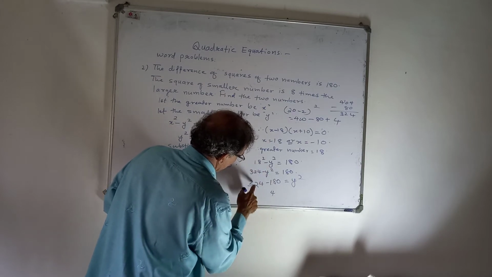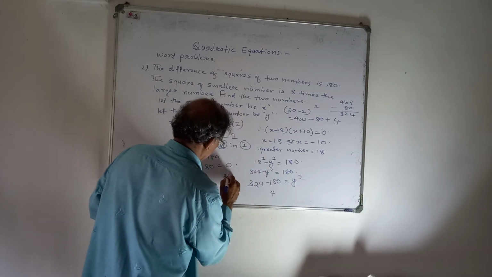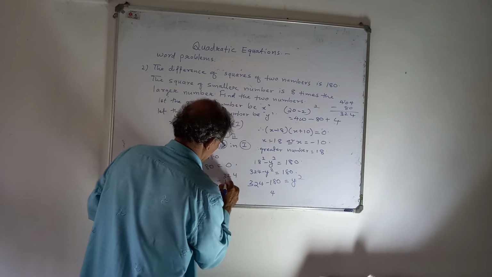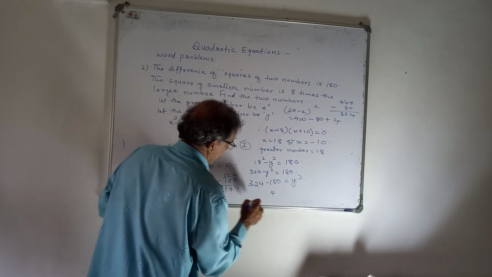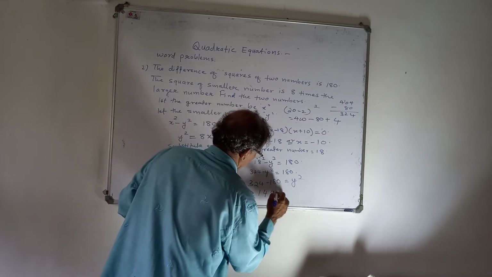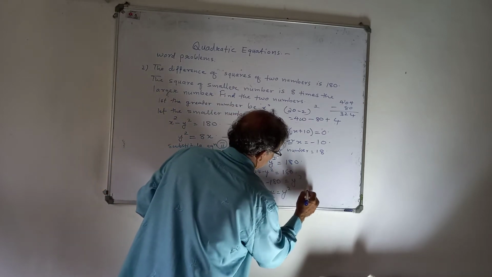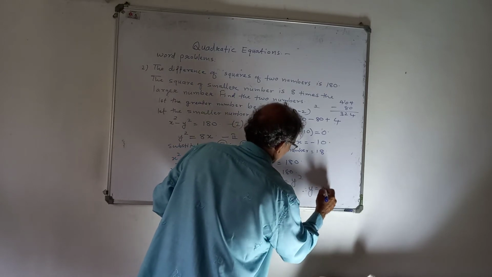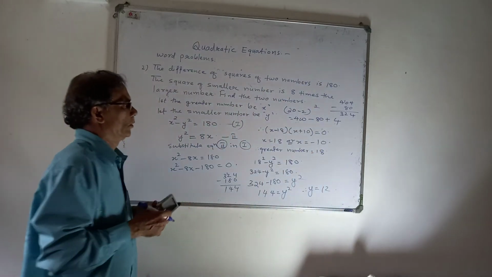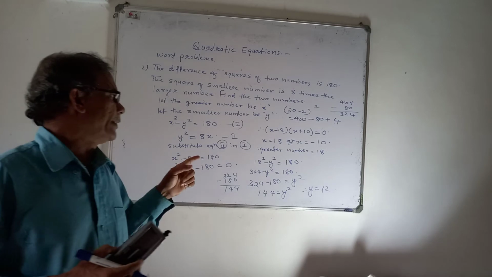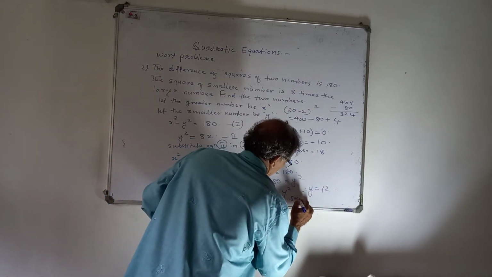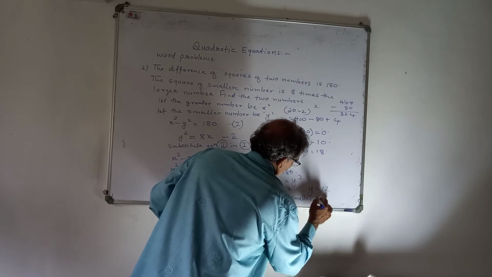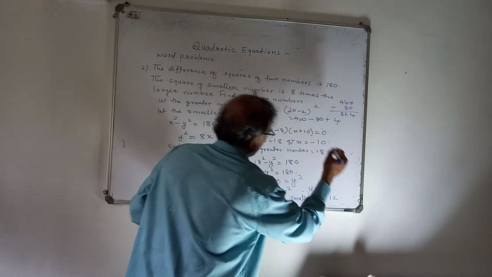324 minus 180 is 144. So 144 is equal to y square, and therefore y is equal to 12. So greater number is 18 and smaller number we have to write. Therefore smaller number is equal to 12.